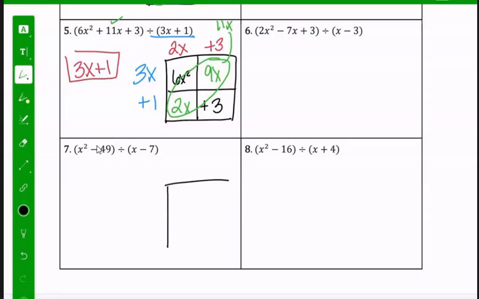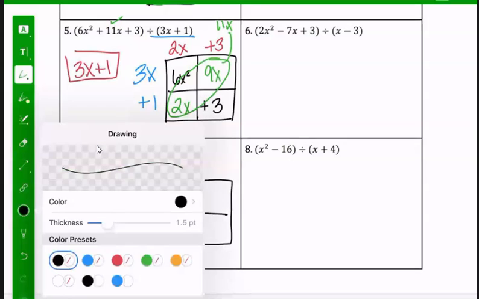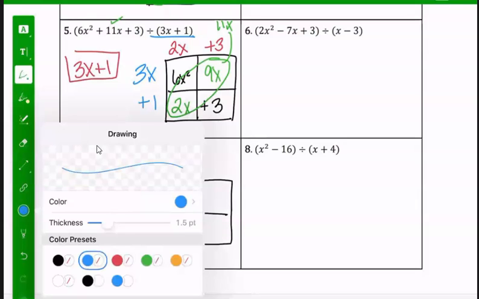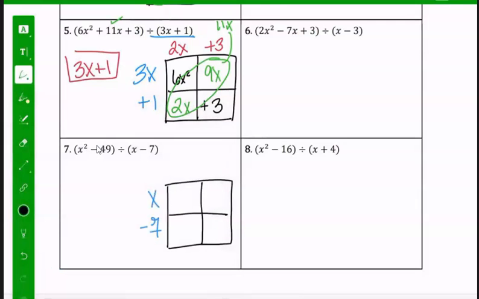So I'm still going to draw the box, except on the left, I'm going to do x minus 7. And I'm still going to write my first and last term. Now this negative 49 counts as our last term. Our last term is always going to be the number without a variable. Our first term is always going to be the number that is squared. So we can still fill this out, and we can still solve it.